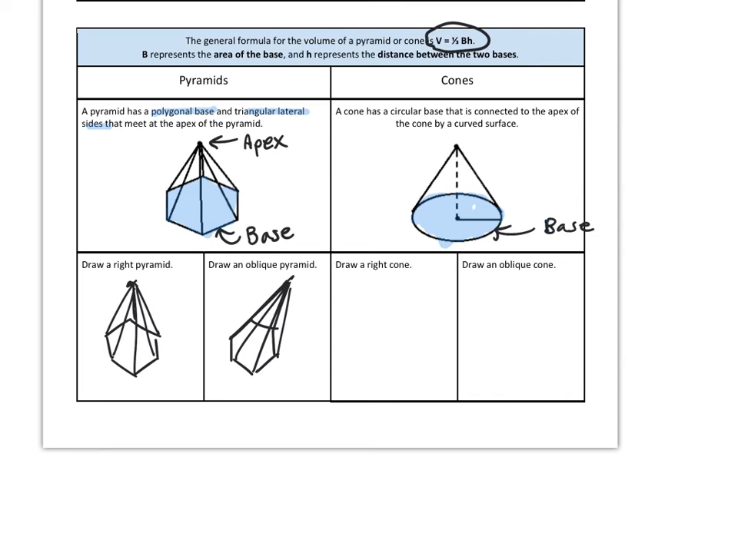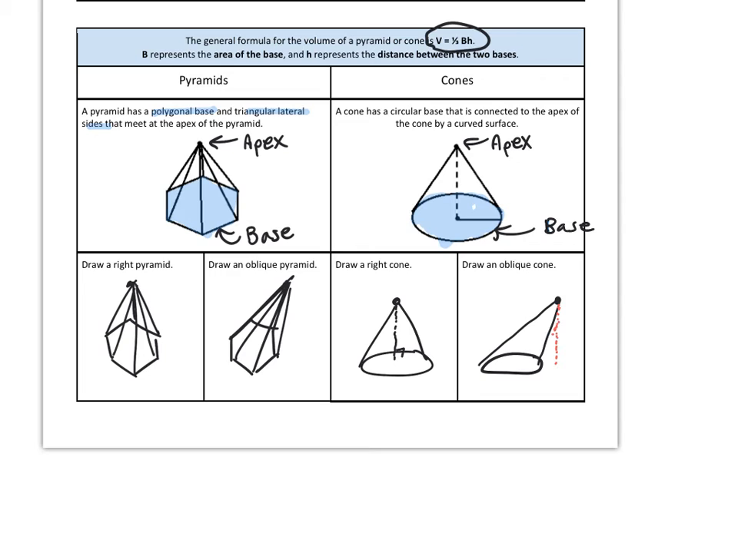So a cone has a circular base and it also has an apex at the top. And for a right cone, the center axis is going to be perpendicular to the base. But for an oblique cone, the apex would be kind of off to the side. And just like with cylinders and prisms, we can use the same formula whether our shape is oblique or right. The key thing is just to identify the correct height.